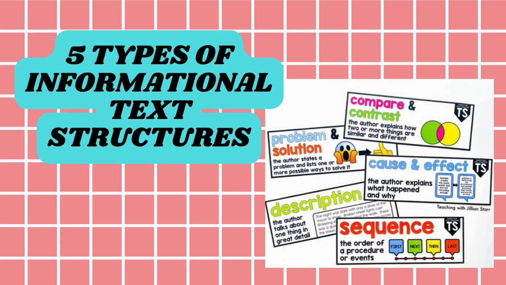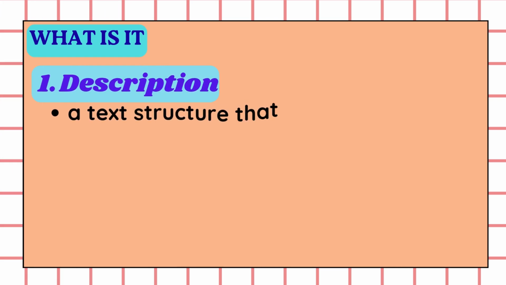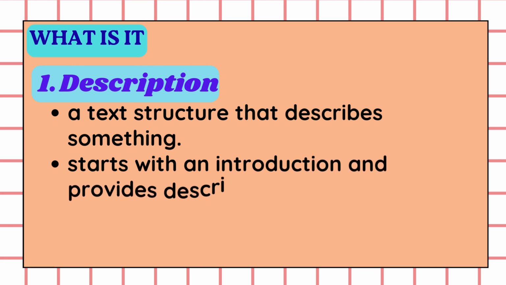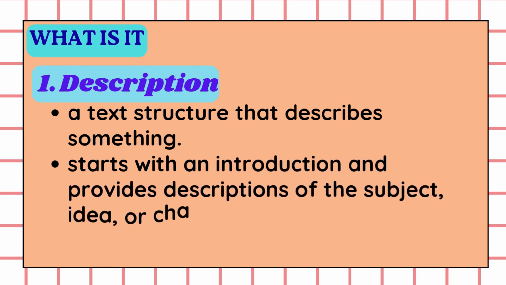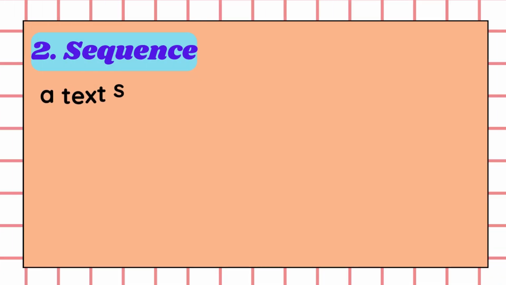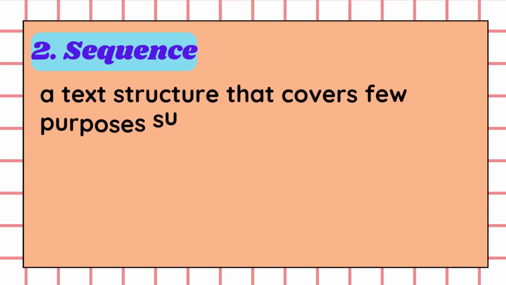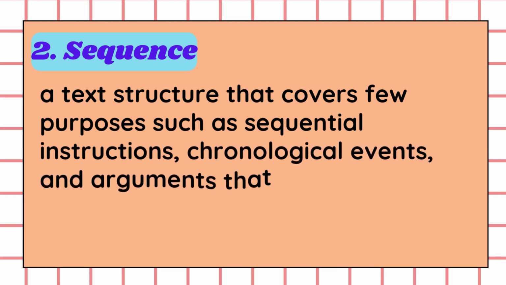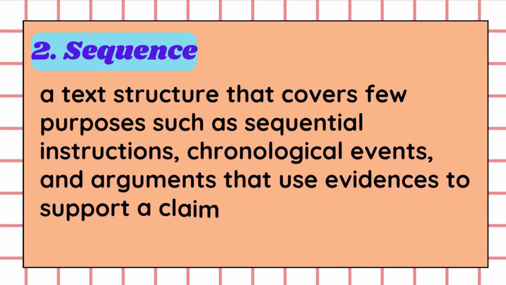There are 5 common text structures used in informational and nonfiction texts. 1. Description is a text structure that describes something. It starts with an introduction and provides descriptions of the subject, idea, or character in the text. It makes use of vivid words. 2. Sequence is a text structure that covers few purposes such as sequential instructions, chronological events, and arguments that use evidences to support a claim.